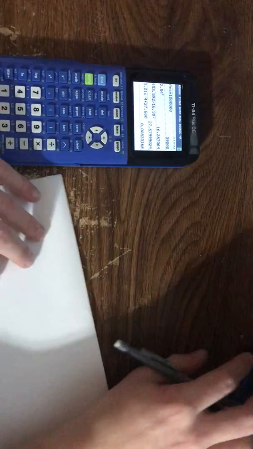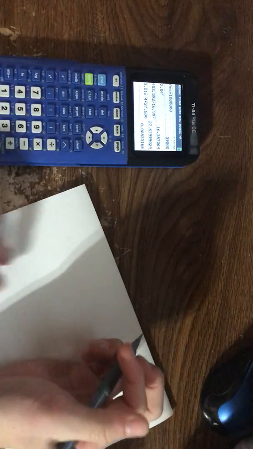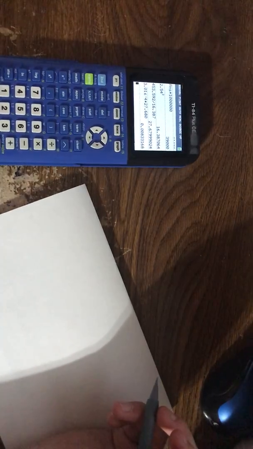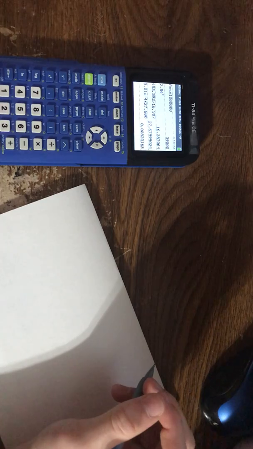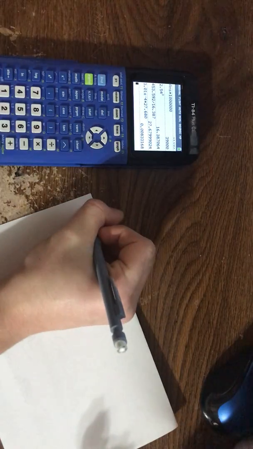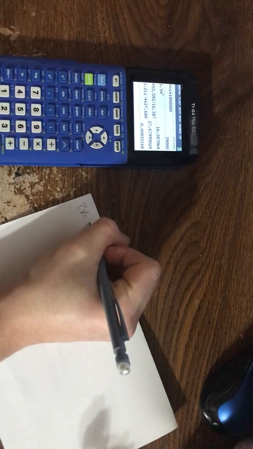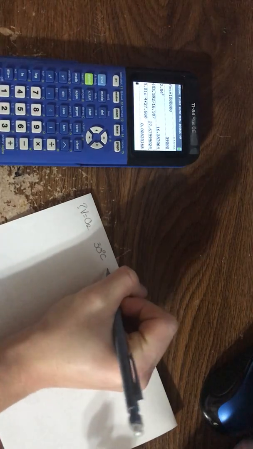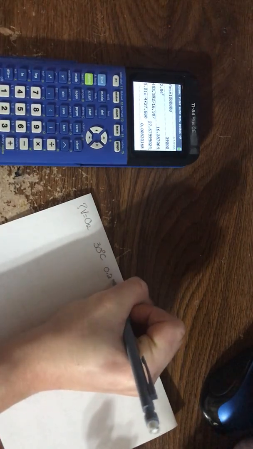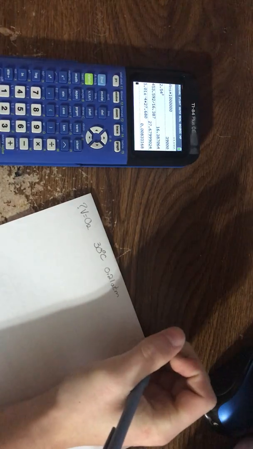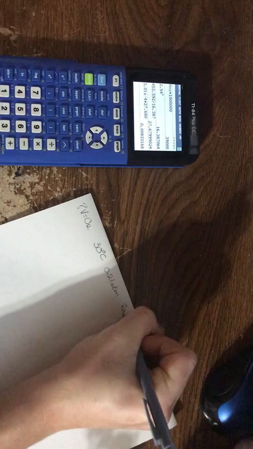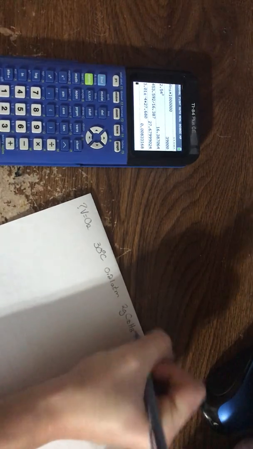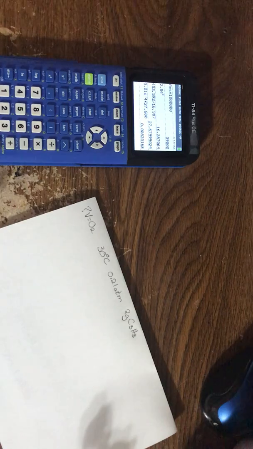Moving on to our last problem, and probably the most difficult. It asks what volume of oxygen at 30 degrees Celsius and 0.21 atmospheres is required for combustion of 2 grams of propane gas. So let's write down the information. It wants the volume of O2 at 30 degrees Celsius and at 0.21 atmospheres for the combustion of 2 grams of propane.